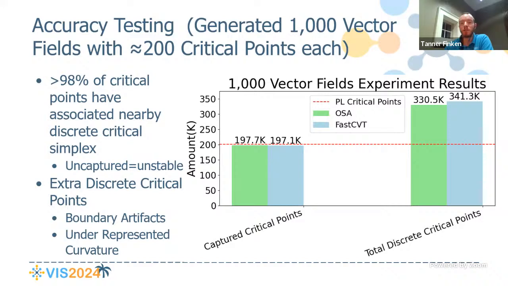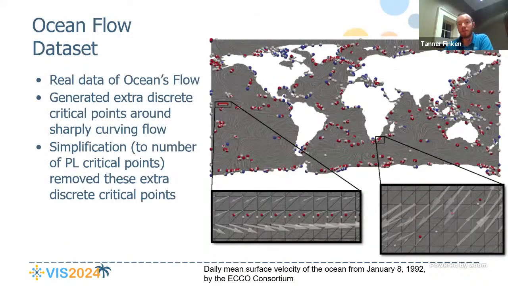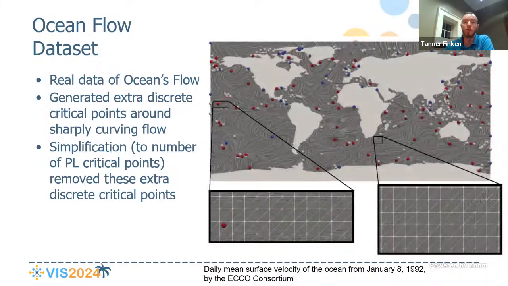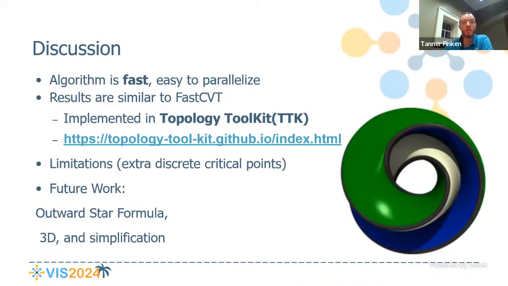These were typically attributed to boundary artifacts or sharp curvature in the flow that couldn't be represented by the discrete vectors. And these results don't just apply to random vector fields. In one of our experiments with a smaller ocean flow dataset, we noticed this behavior with extra discrete critical points happening along sharply curved regions, with two examples shown here. After simplification to the number of piecewise linear critical points, these extra critical points were eliminated, showing the effectiveness of simplification. For other results, feel free to check out our paper.